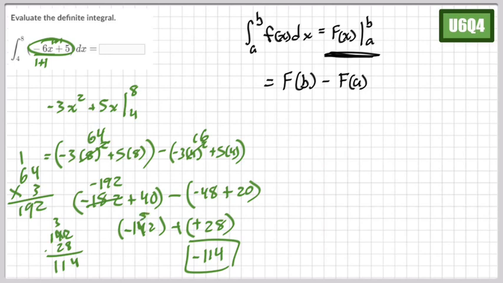And so this would not be that. It would be negative 124. That's your answer. That's the area under this curve from 4 to 8.